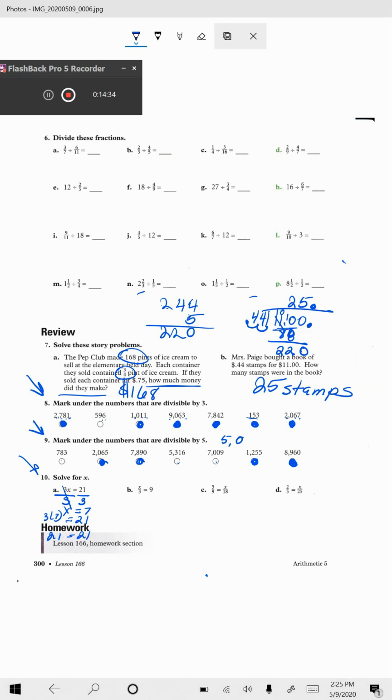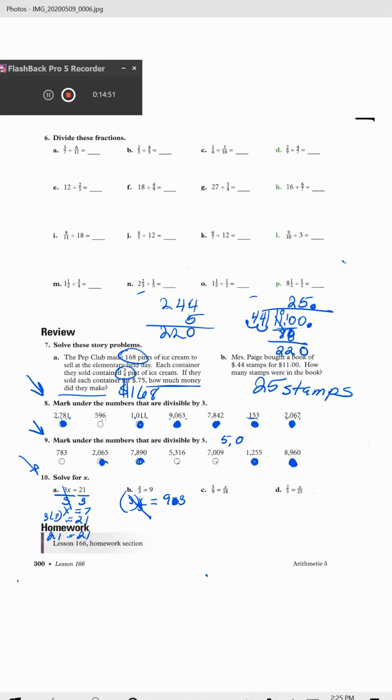All right, now for B, x divided by 3 equals 9. So if I times it by 3, I should get rid of it. So times this times 3. And I shouldn't have that. I should have a dot there or parentheses. And this is gone, so this is x. 9 times 3 is 27. So is 27 divided by 3 9? It sure is.